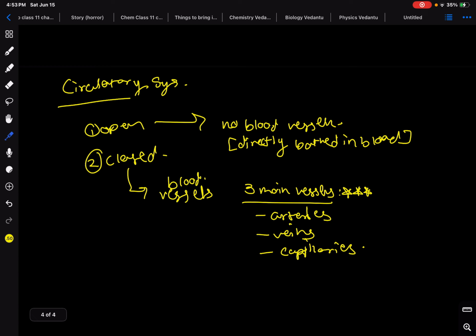So then we have the circulatory system. We have an open and closed circulatory system. Open means that there are no blood vessels. The tissues and cells are directly bathed in the blood. Then we have the closed circulatory system, where we have blood vessels. Alright, we have the three main vessels: arteries, veins, and capillaries.